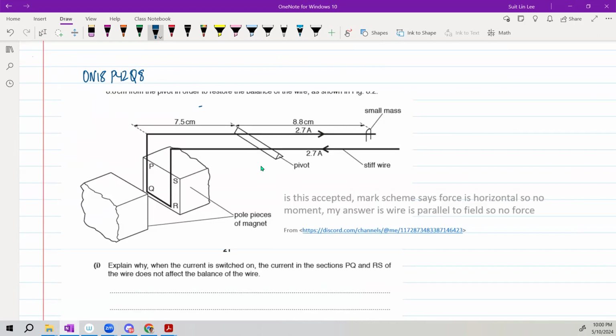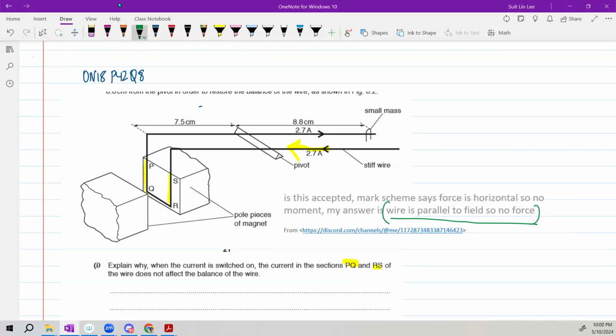But what we want to care about is: explain why, when I turn on this current, it doesn't affect the current in the sections PQ and RS, and doesn't affect the balance of the wire. My answer is: the wire is parallel to the field, so no force.